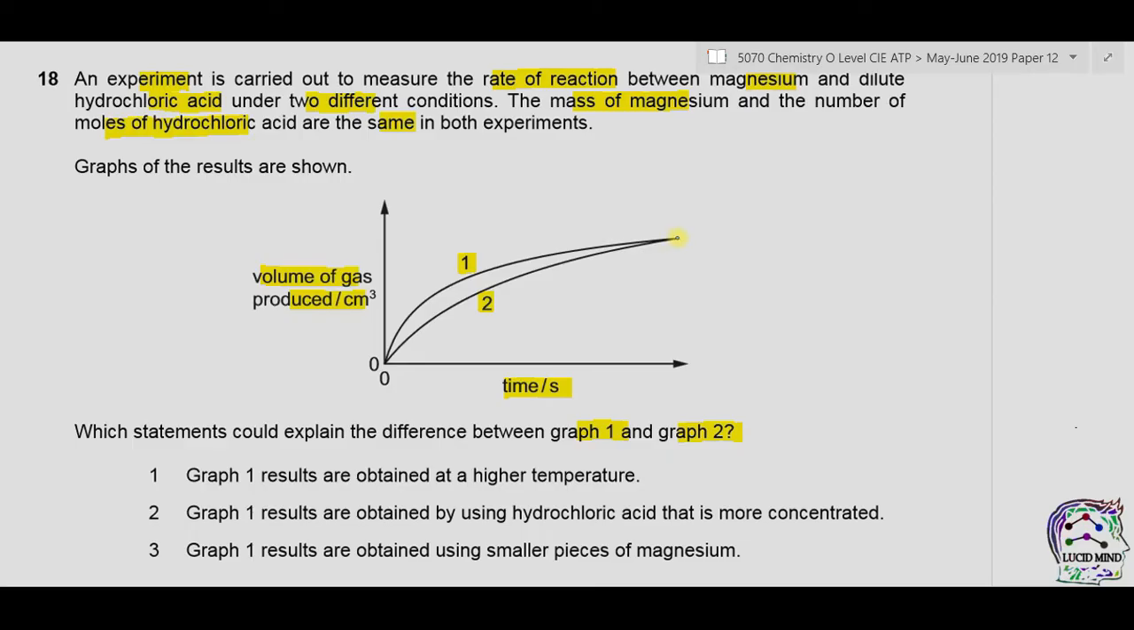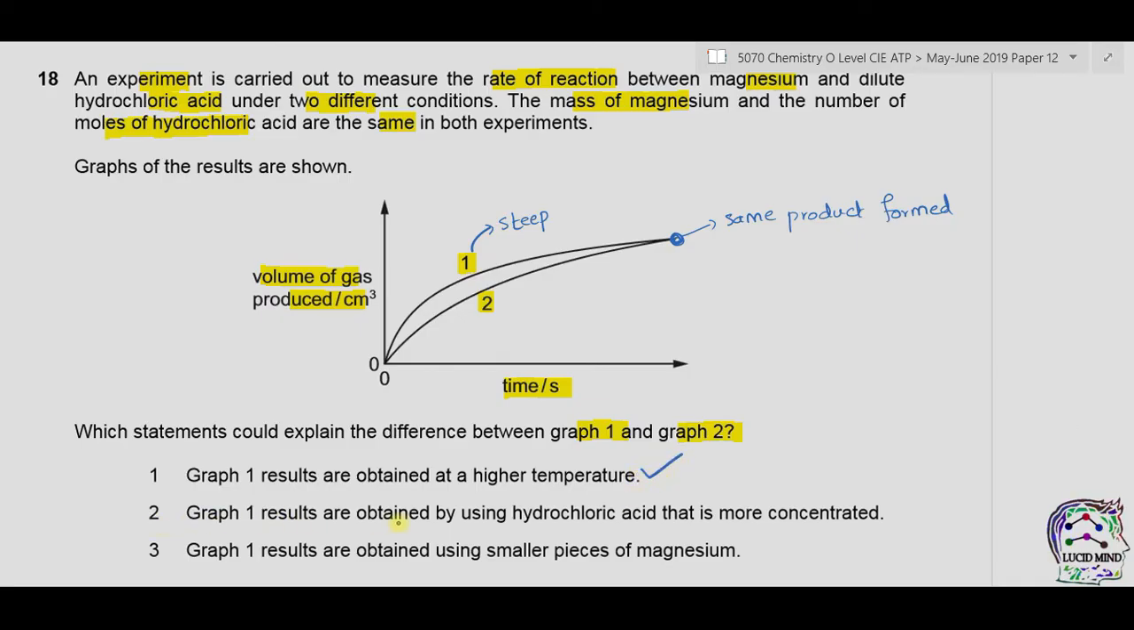Now in both graphs we can see that the amount of product formed is the same. Number 1, graph 1 results are obtained at high temperature. Now we know that temperature is directly proportional to the rate of chemical reaction, so the greater the temperature, the faster will be the rate of chemical reaction. As experiment 1 is steeper compared to experiment 2, in experiment 1 greater temperature could have been used.